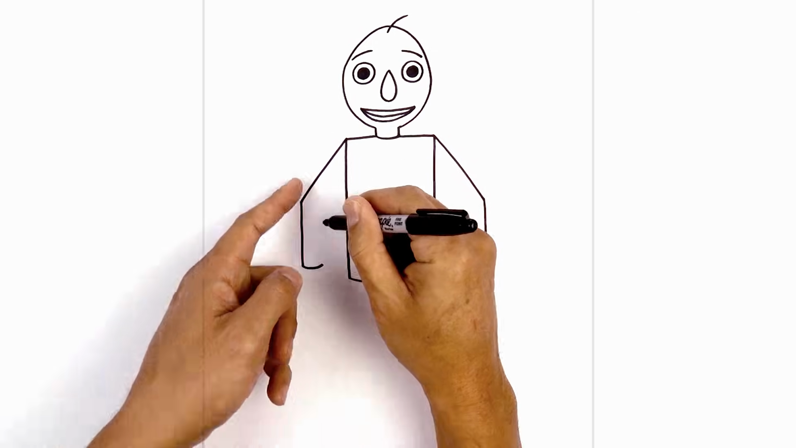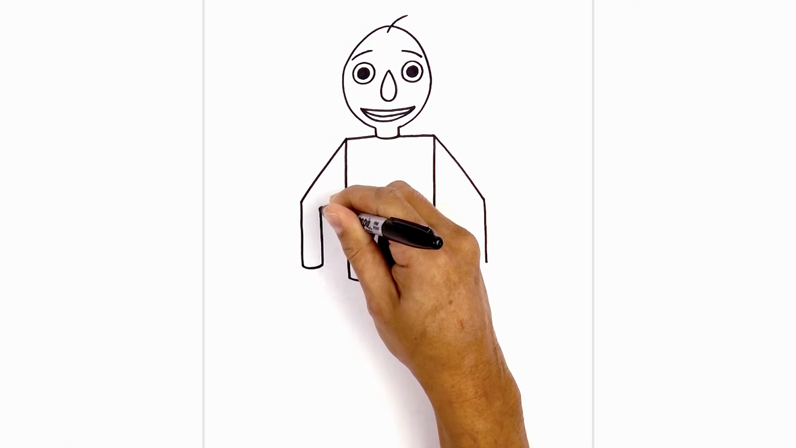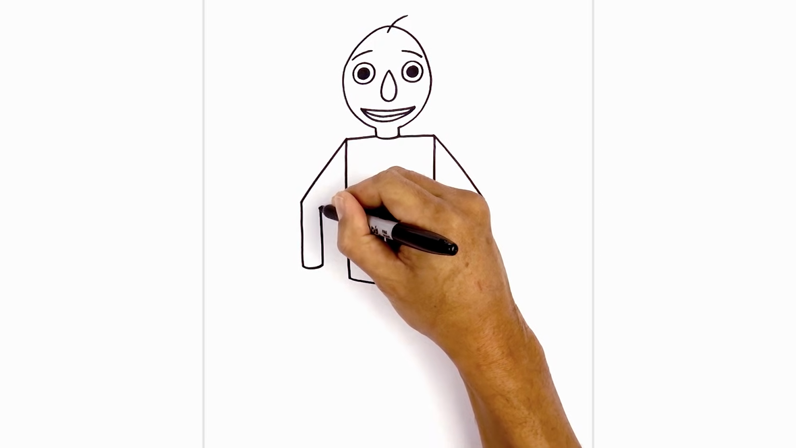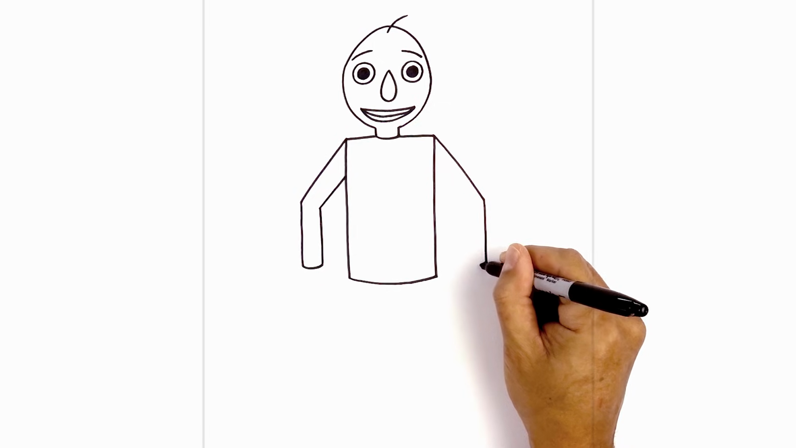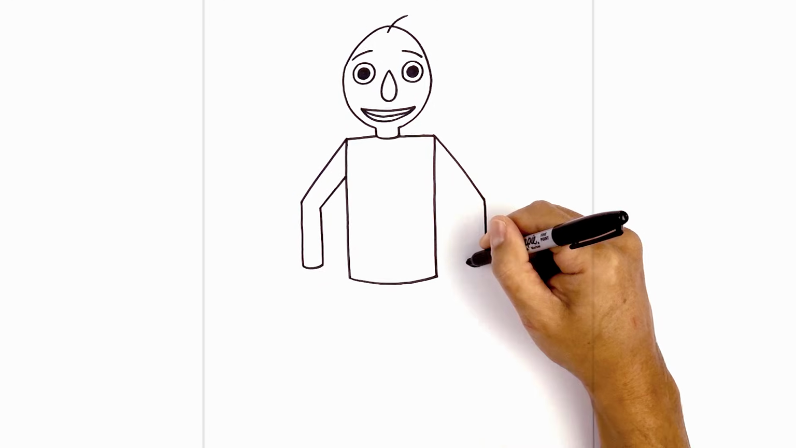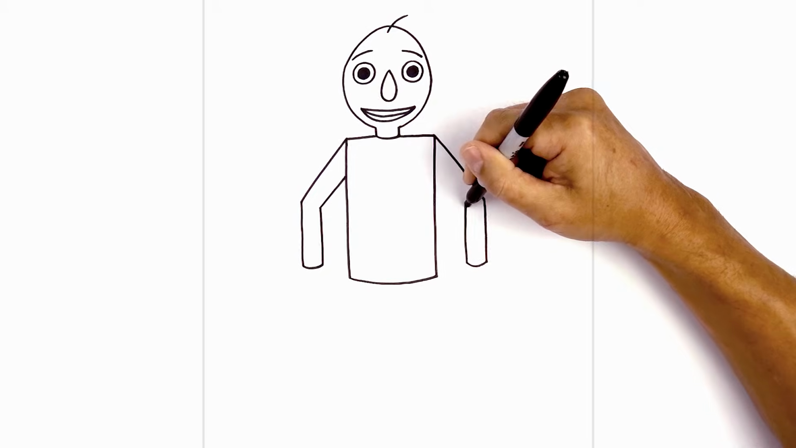Now I'm going to follow the outside of the arm on the inside. Start at the bottom, we're going to go up towards the inside of the elbow, and angle up and in behind the body. Let's do the same thing on the right. Start with the wrist, go up towards the inside of the elbow, and angle up and in behind the body.